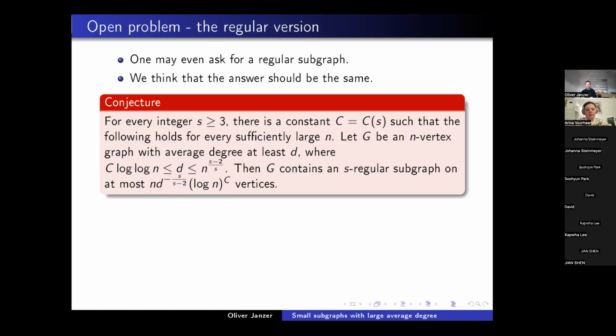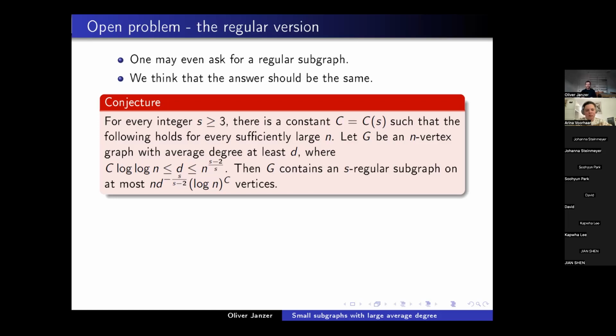So what happens if d is less than log n? What happens if the host graph has average degree less than log n? It turns out that there are examples of such graphs which do not have any s-regular subgraphs, let alone s-regular subgraphs on a small number of vertices. It's a very important example of Pyber, Rödl, and Szemerédi, showing that there are n-vertex graphs with average degree close to log n, which do not have an s-regular subgraph, for any s at least 3. And if they don't have an s-regular subgraph, they don't have a small s-regular subgraph either. So that's a problem. Therefore, we need to assume that d is at least log n.